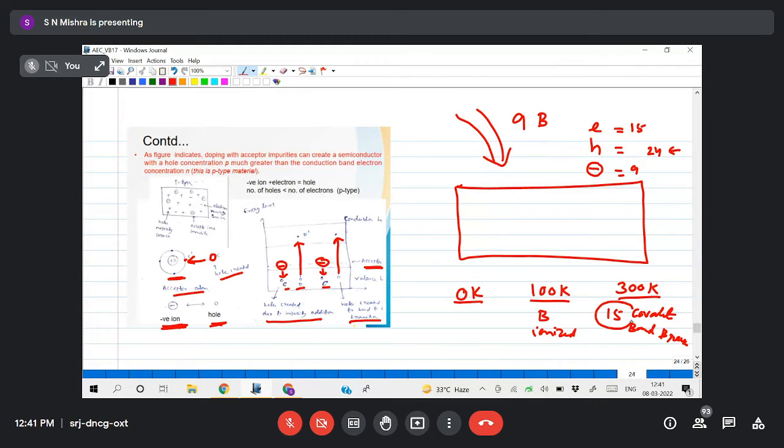15 covalent bonds breaking means 15 electrons and 15 holes. From the boron, 9 holes and 9 negative ions. So in total, 9 holes plus 15 holes, that is 24 holes. Electrons 15, here 15 electrons. Ions 9, here 9 ions. Okay.